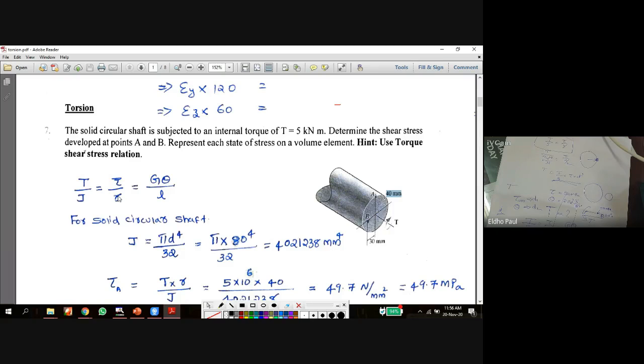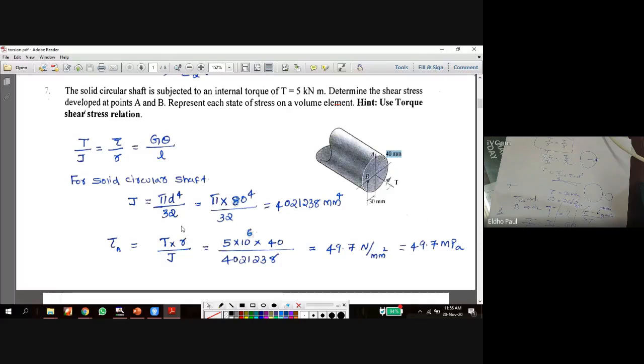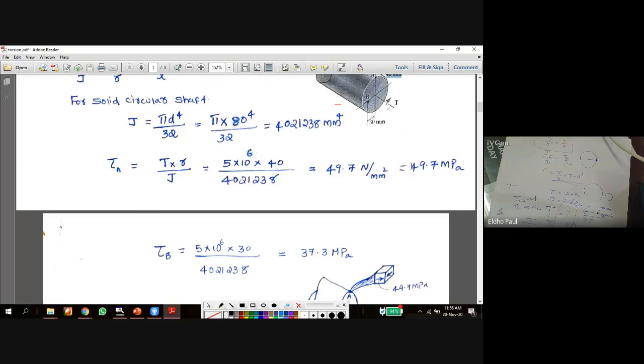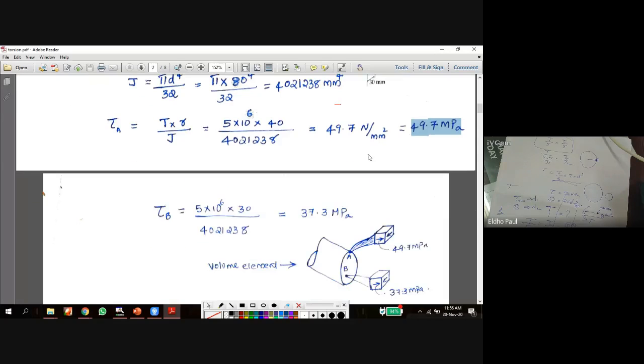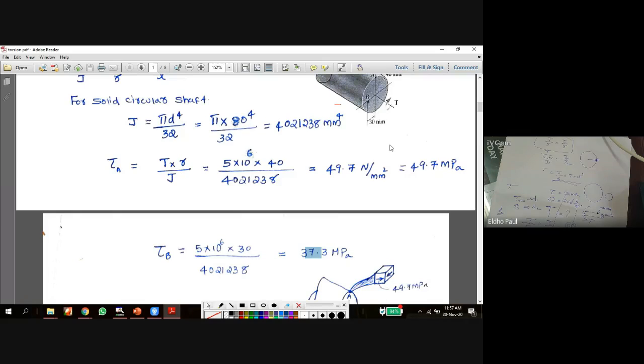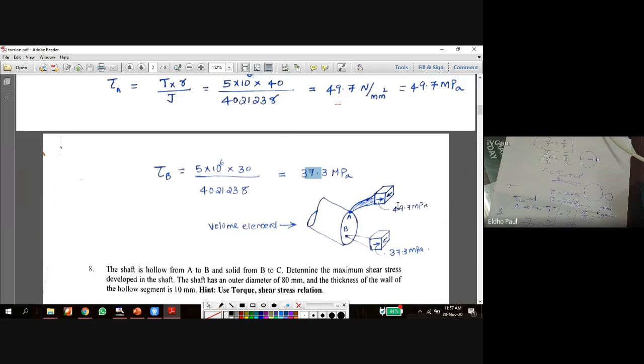This R is the distance from the center to the element we are considering. Here at point A, this is the element at the surface. At point B, this is the element at a distance of 30 from the center. So the R value will be the radius. By varying the R value, we can calculate the shear stress at points A and B. Here we can see the shear stress at A is equal to 49 at the surface. At B, it is 37, so at B it is less. And this is the elemental representation. It may ask how this element is represented. It is from Hibbeler.